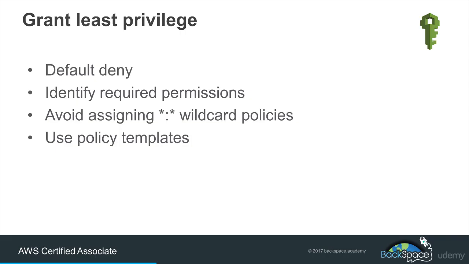Granting least privilege. What that means is that when we're writing our policies for access, we make sure that we start with a default deny, and then build it up from that. So make sure that there are no privileges to start with, and then we build up. We first of all identify those required permissions, and we build up our policy from that. We don't work the other way around.